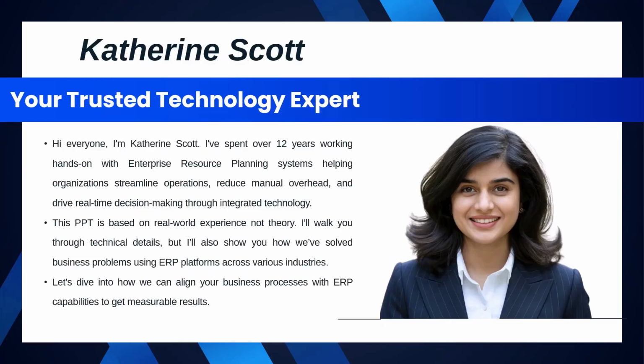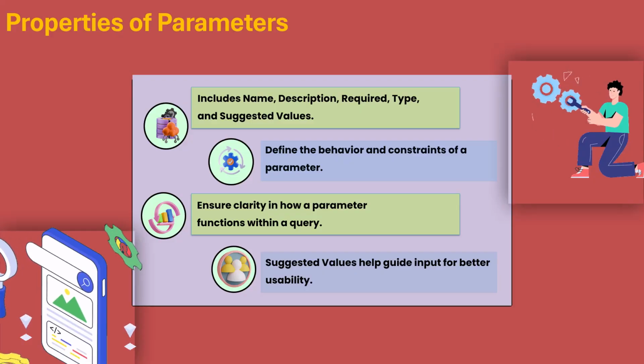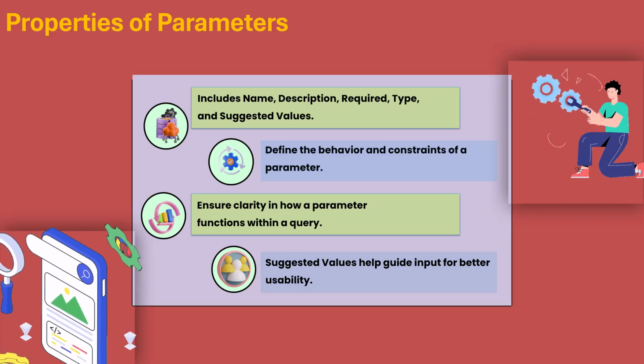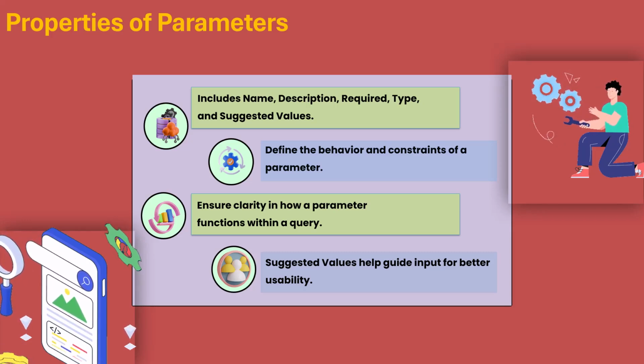All right, let's get into the nitty-gritty of parameter properties. Every parameter has a name, so no more mystery values in queries. Descriptions add clarity, required defines if it's a must-have, and type ensures compatibility. Suggested values, well, they act like helpful hints, guiding users to input data correctly. Imagine them like a friendly GPS for your data. Set these right and your queries will thank you.